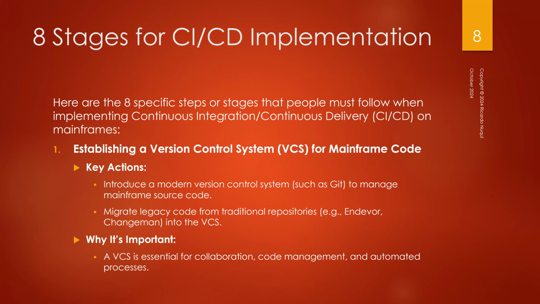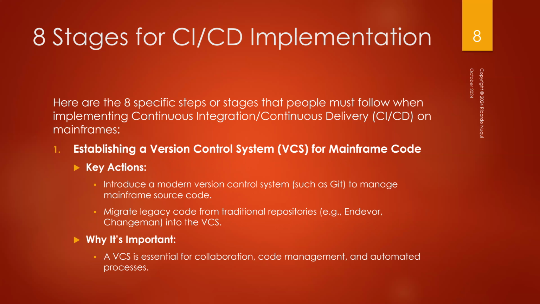Here are 8 specific steps or stages that people must follow when implementing continuous integration/continuous delivery, or CI/CD, on mainframes. 1. Establishing a version control system, or VCS, for mainframe code.